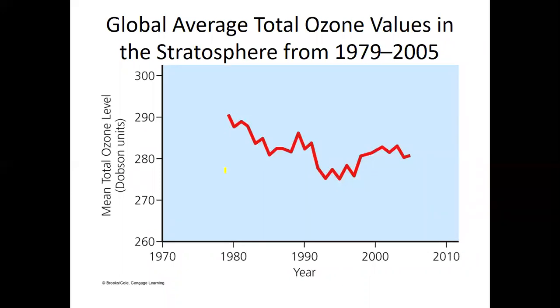Okay, so this graph shows the global average total ozone values in the stratosphere from 1979 to 2005. When you look at that, we can understand that the global average total ozone concentration value was reduced from 290 Dobson units to 270. Anyway, it is reduced slightly.